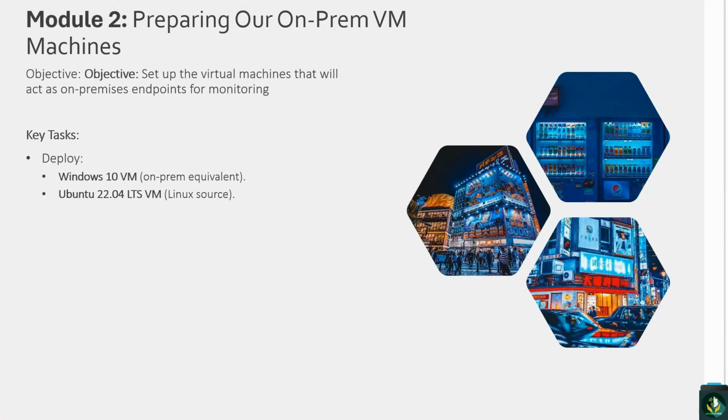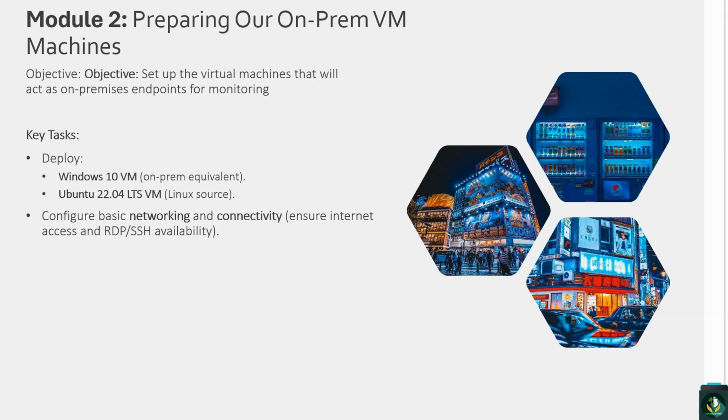First, we will deploy two virtual machines: a Windows 10 virtual machine representing a typical on-premises workstation in an enterprise environment, and Ubuntu representing a Linux server or endpoint. Deploying these two operating systems allows us to simulate a realistic enterprise environment where both Windows and Linux systems exist, and we can monitor events across both platforms.